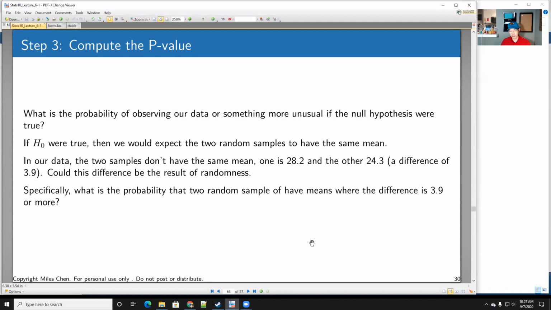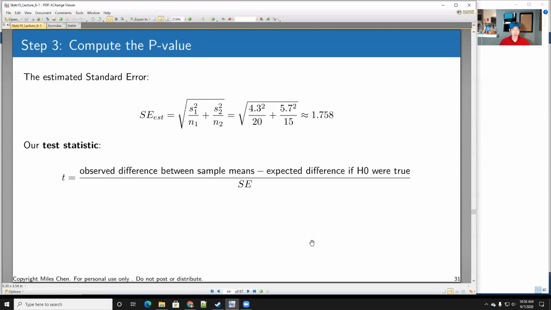And the question is could this difference of 3.9 have been the result of randomness? And so specifically, the p-value is what is the probability that two random samples will have means where the difference is 3.9 or more. All right, so again, our standard error is given by this formula, S1 squared over N1 plus S2 squared over N2, which we've estimated to be 1.758. And our test statistic will be the observed difference between sample means minus the expected difference if the null hypothesis were true.